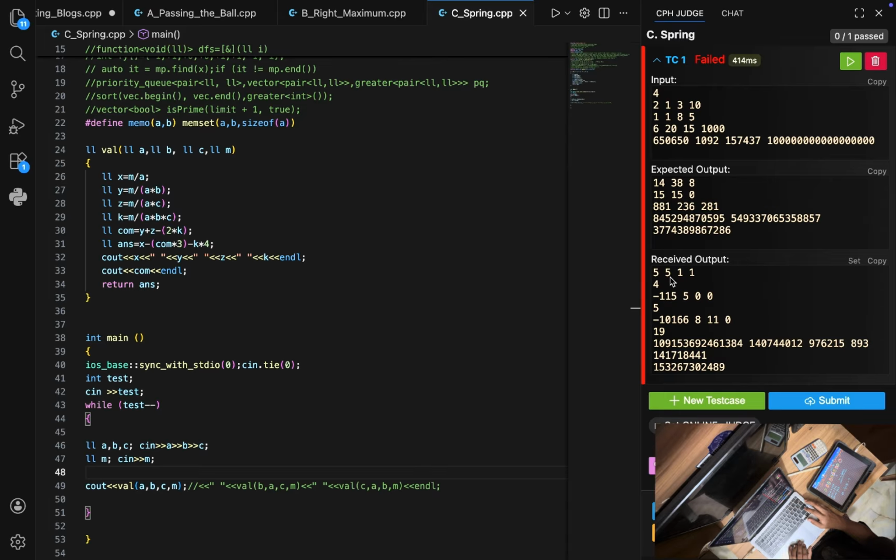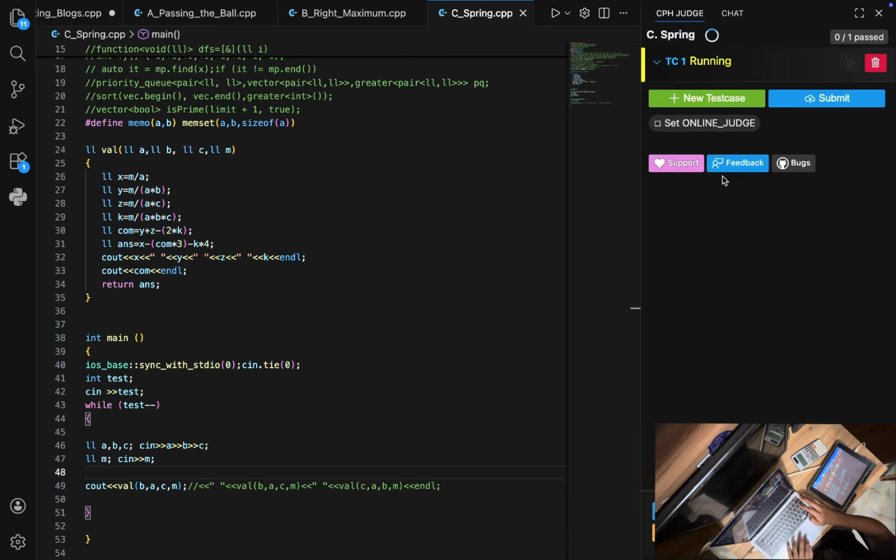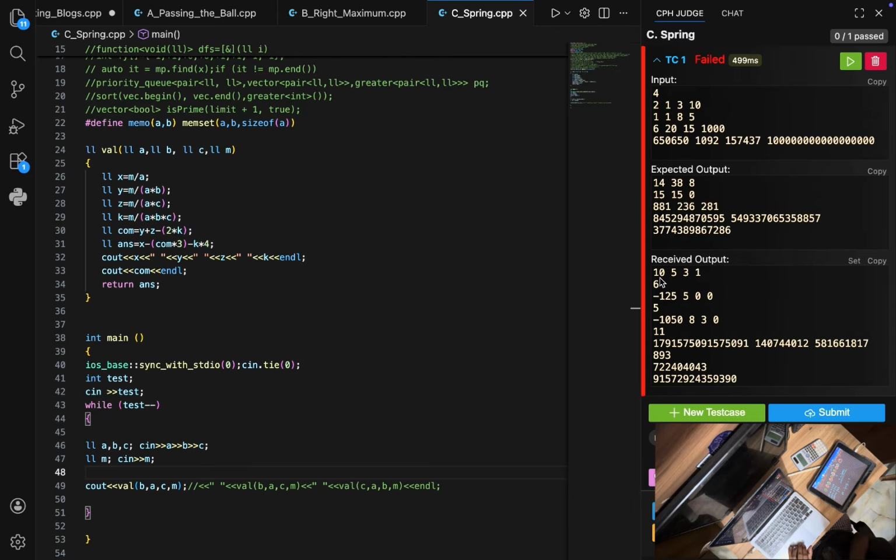Okay, 5, 5. X is 5 somehow. M by A, M by 1. Why it's giving... okay, makes sense. Let's do B at first. BAC. 10 5 3, 10 5 3, 10 5 3 1. Yeah, those are correct.